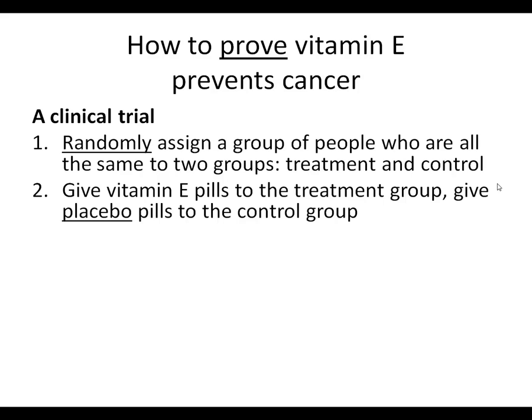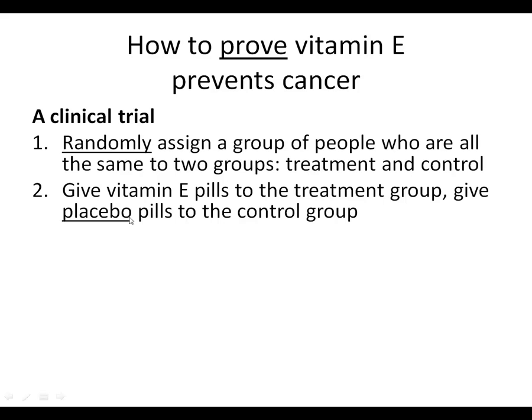So once you've randomly assigned them, you would give the vitamin E pills to the treatment group, and to the control group you give a placebo. Okay, it's important that the placebo look like the treatment, because there is this thing called the placebo effect, where if the control group knows that they're getting the placebo, they won't follow through. They don't report back. Maybe they don't take the pills because they think, what's the point?